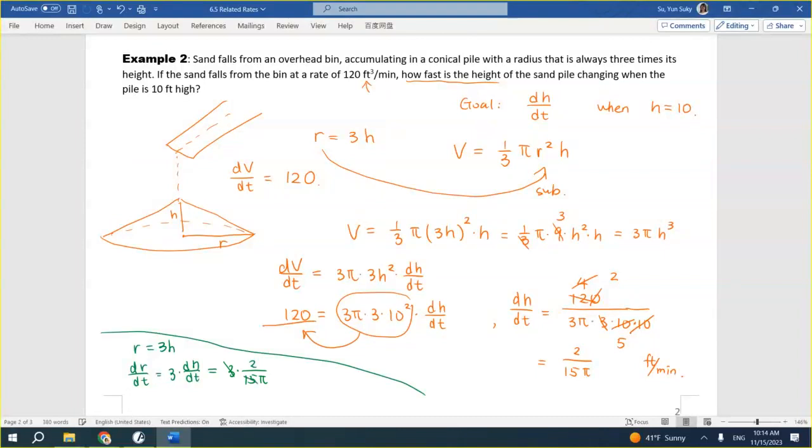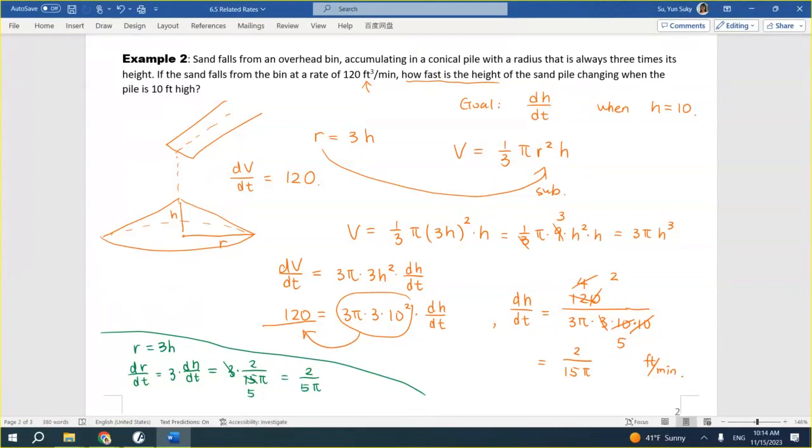Can you cancel the 3 and the 15? And get 5. So we get 2 over 5 pi. So this is the rate of change of the radius. And it's also positive because your radius is also increasing. All right. Any questions about this problem?